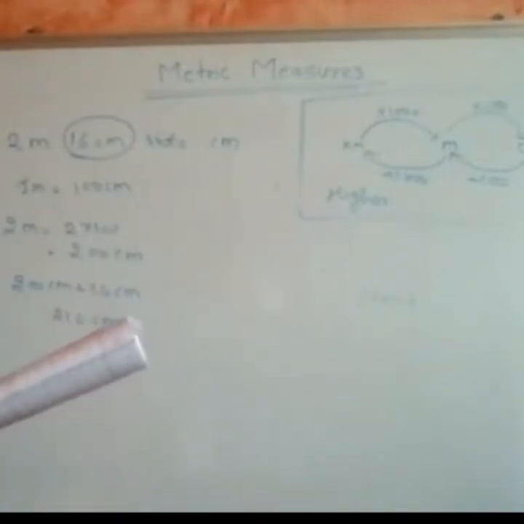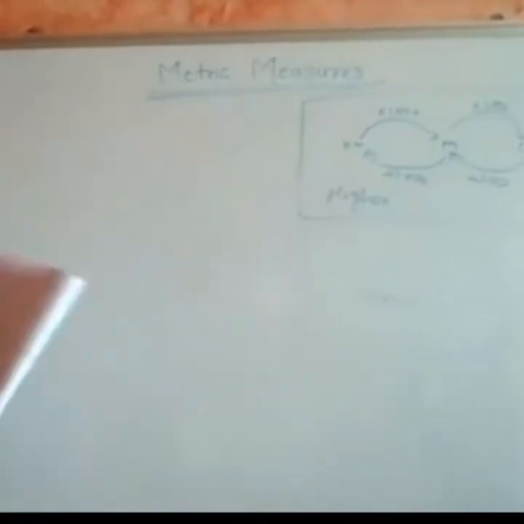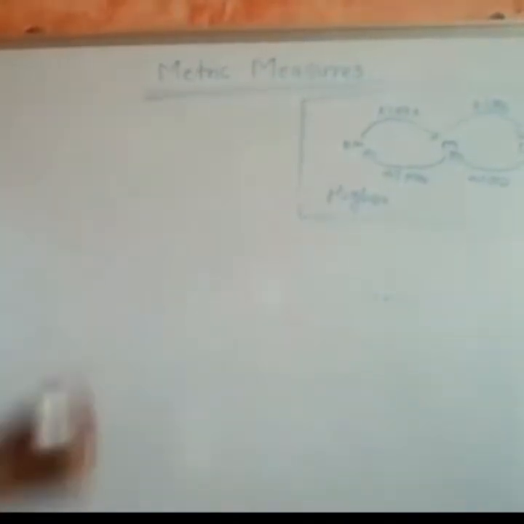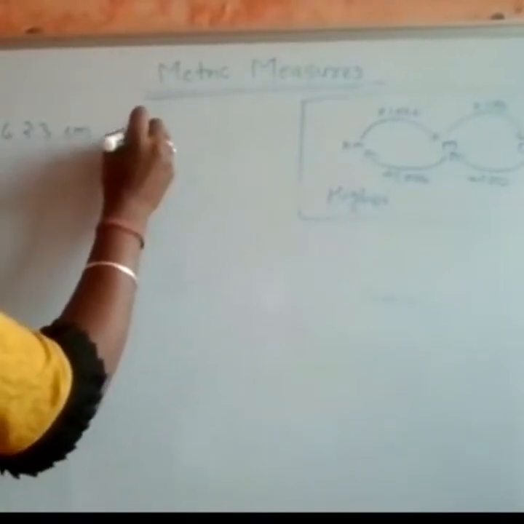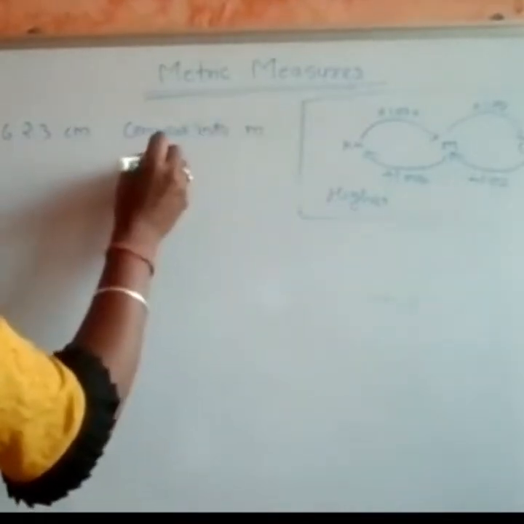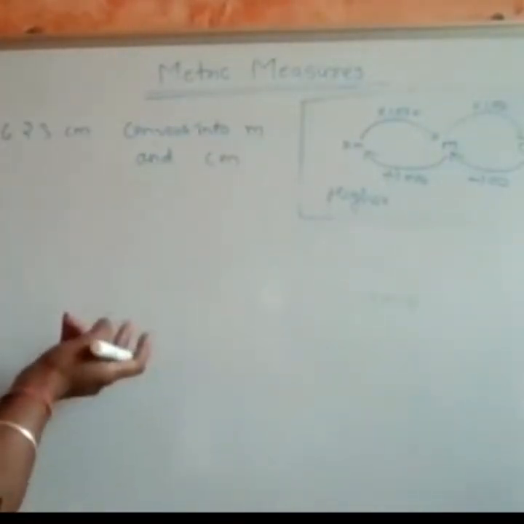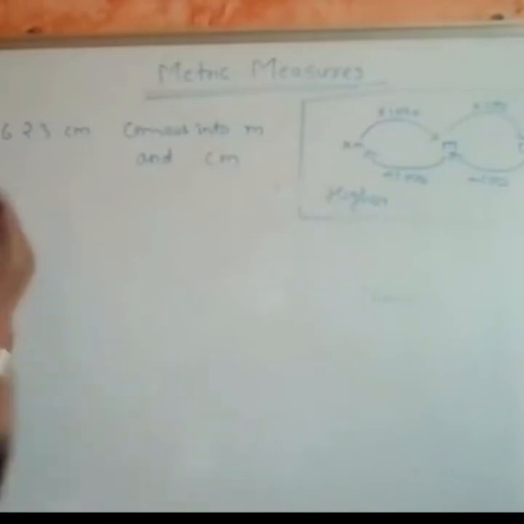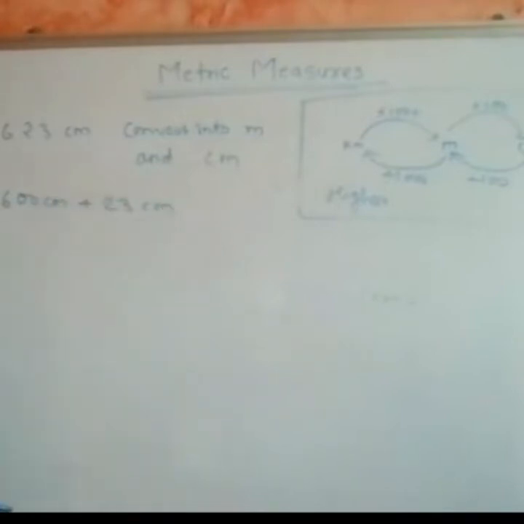Next is convert into meter and centimeter. We are having 623 centimeter, and we have to convert that into meter and centimeter. As we know, 1 meter equals how many? 100 centimeters. So just split this one, 623 centimeters. That will be 600 centimeter plus 23 centimeters. We can do that like that.